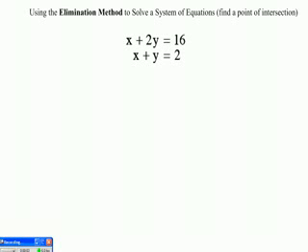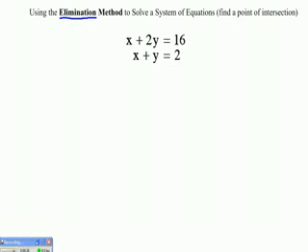Alright, using the elimination method to solve a system of equations, which is the same as finding the point of intersection on a graph, just doing it algebraically. So to use elimination, we actually want to combine the two equations into one equation, but the key is we want one of the variables to be eliminated, either x or y.